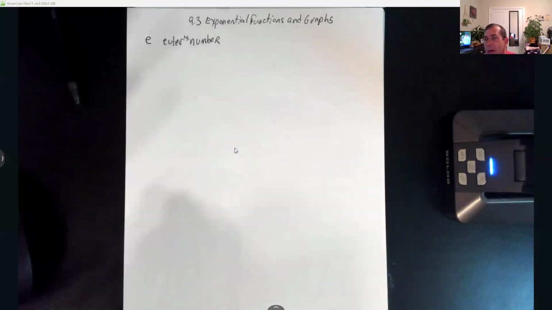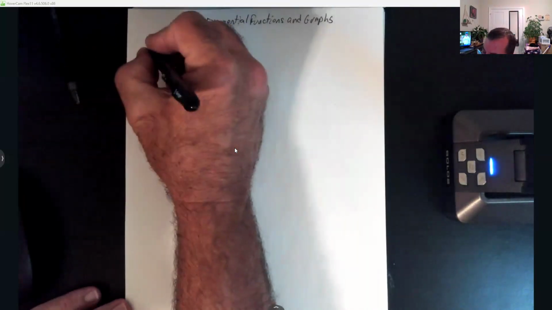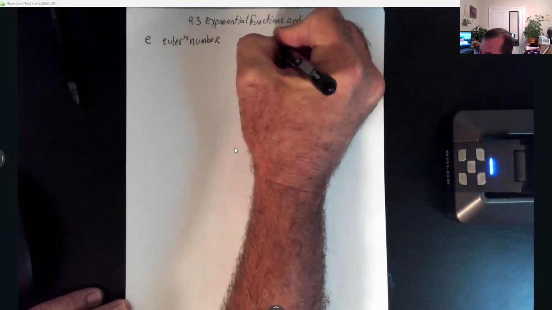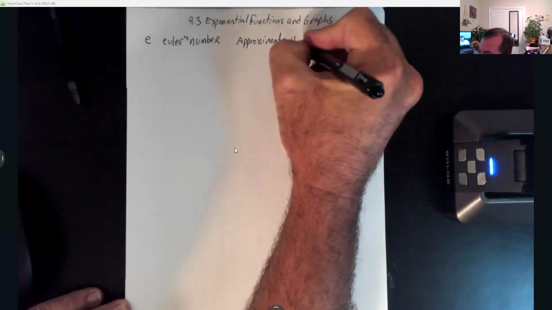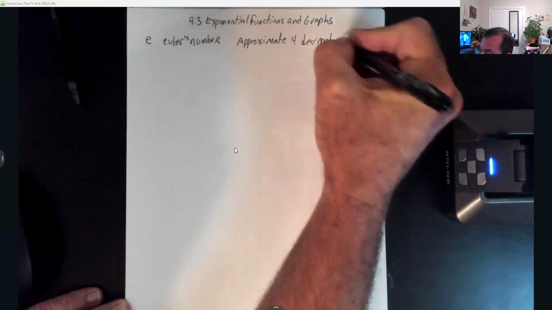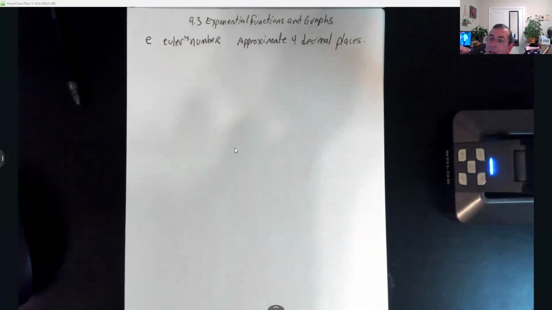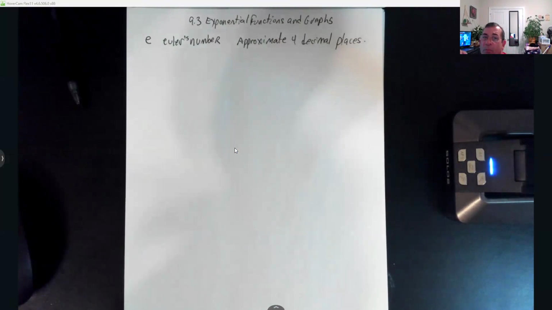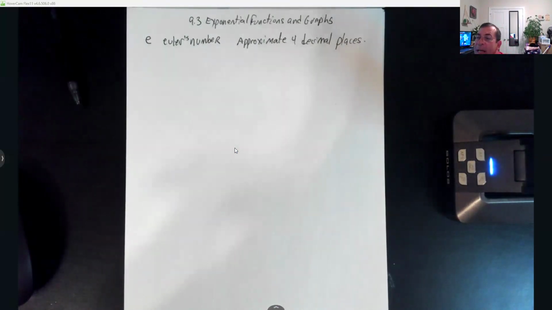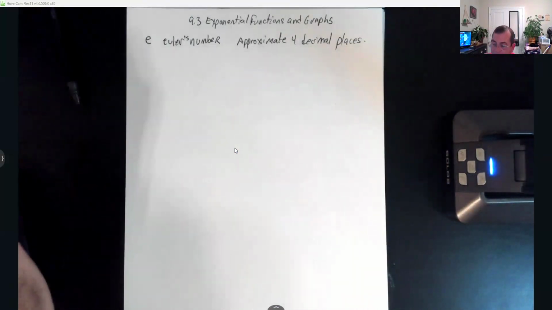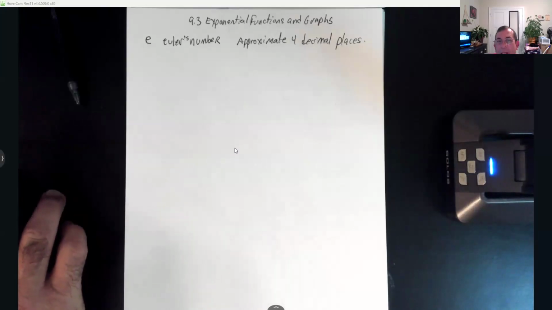So all we have to know how to do is approximate it. We're going to approximate to 4 decimal places, so you have to get good at rounding in this section. We round to 4 decimal places after the decimal, so you look at the 5th decimal place to see what to do with that 4th decimal place. Now let me show you where e is on your calculator.